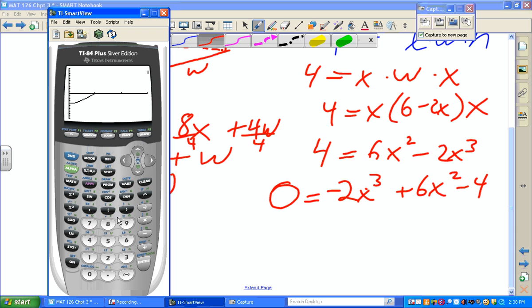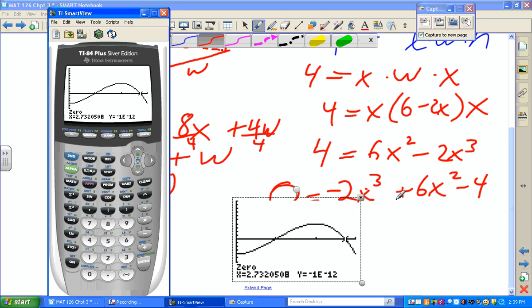Graph. Oh, there's one. And there's another one. Well, you don't have to because I'm looking for the x-axis. I'm not looking at how high and how low it goes. I'm just looking for the x-axis. So this one, what do you think that one is? Yeah, I think it's 1. And it works. The other one, second, calculate 0, 2 to 3, 2.5. 2.73. So there's 2 answers.